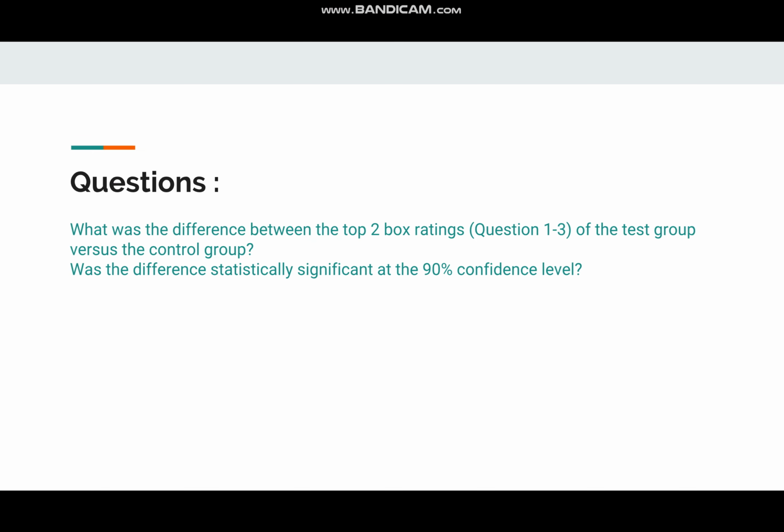In the first part of the question, we have two groups of people, test group and control group. We want to know the difference between the top two box ratings for the questions in a survey. We want to know whether the difference is significant or not at 90% confidence level.